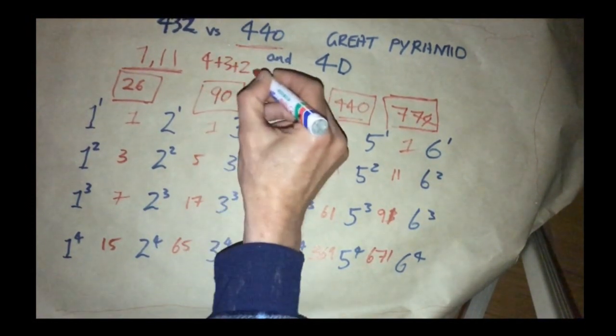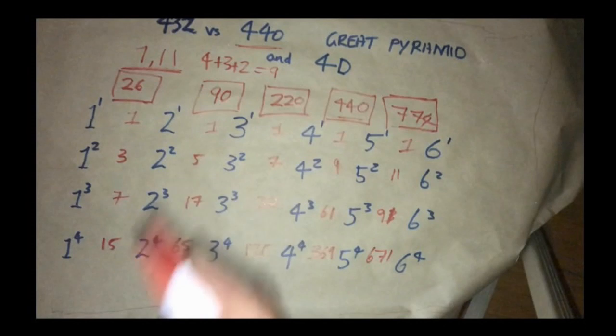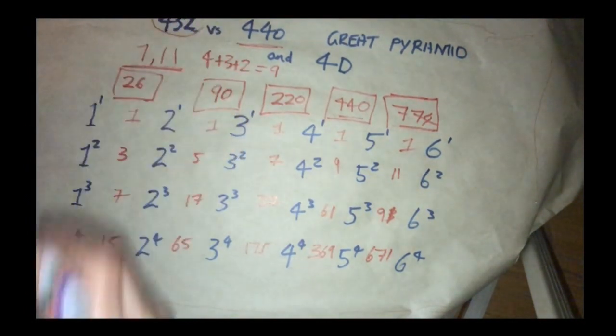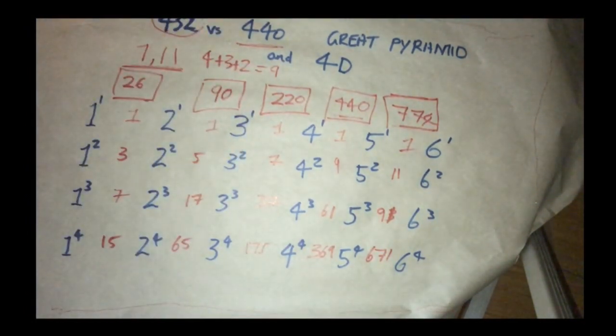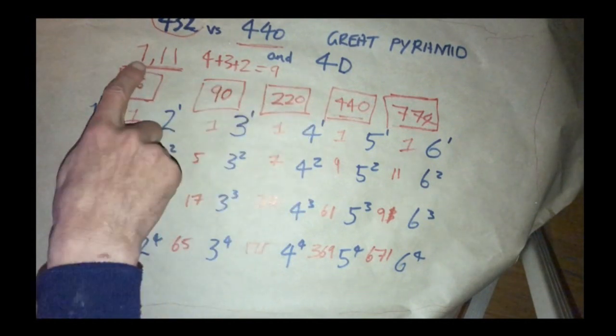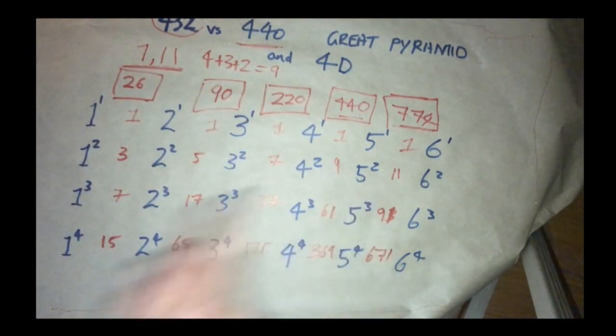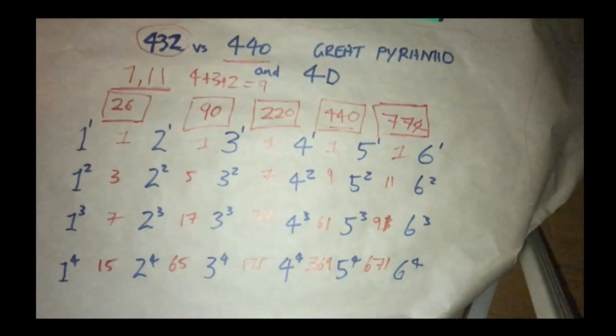Harshad number. 4 plus 3 plus 2 equals 9. 108 is a Harshad number. 1 plus 0 plus 8 is 9. So all of these Pythagorean numbers are very closely linked to the 9, but 7, 9, 7, 9 and 11 as well is a little bit, yep.